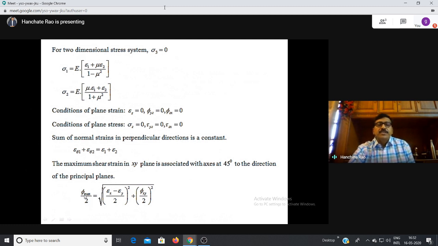So the maximum shear strain phi xy is associated with axes at 45 degrees to the direction of the principal plane, just like what we have done for stresses. Phi max by 2 is equal to the square root of epsilon x minus epsilon y by 2 whole square plus phi xy by 2 whole square.